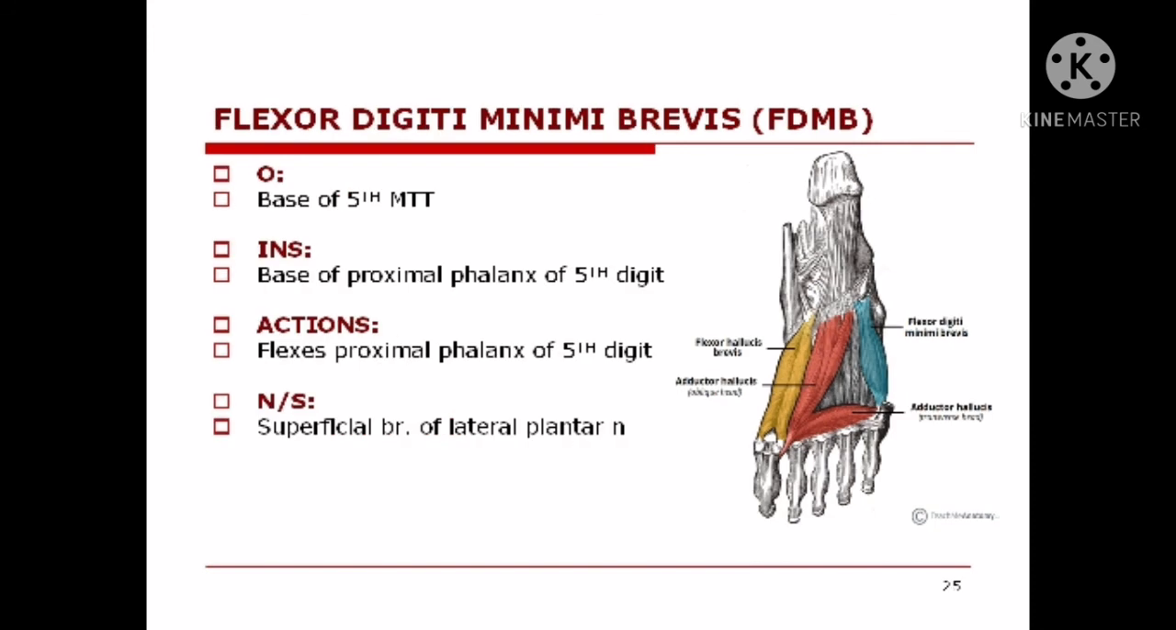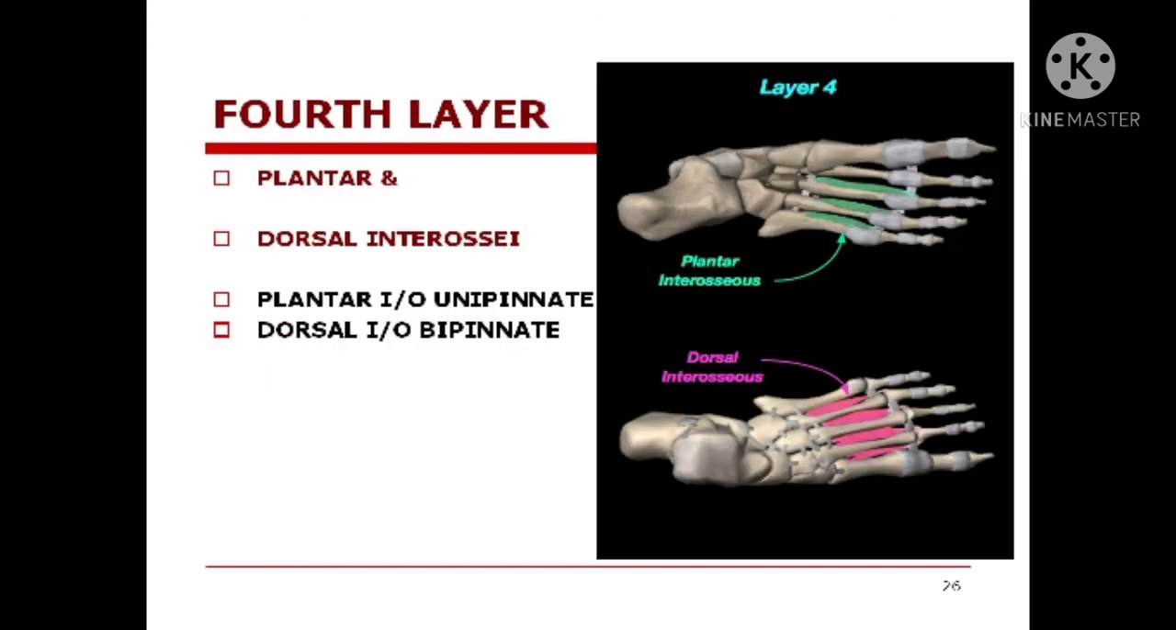The flexor digiti minimi brevis muscle arises from the base of the 5th metatarsal bone and inserts upon the base of the proximal phalanx of the 5th digit. Its action is flexion of the proximal phalanx of the 5th digit, and its nerve supply is the superficial branch of the lateral plantar nerve.